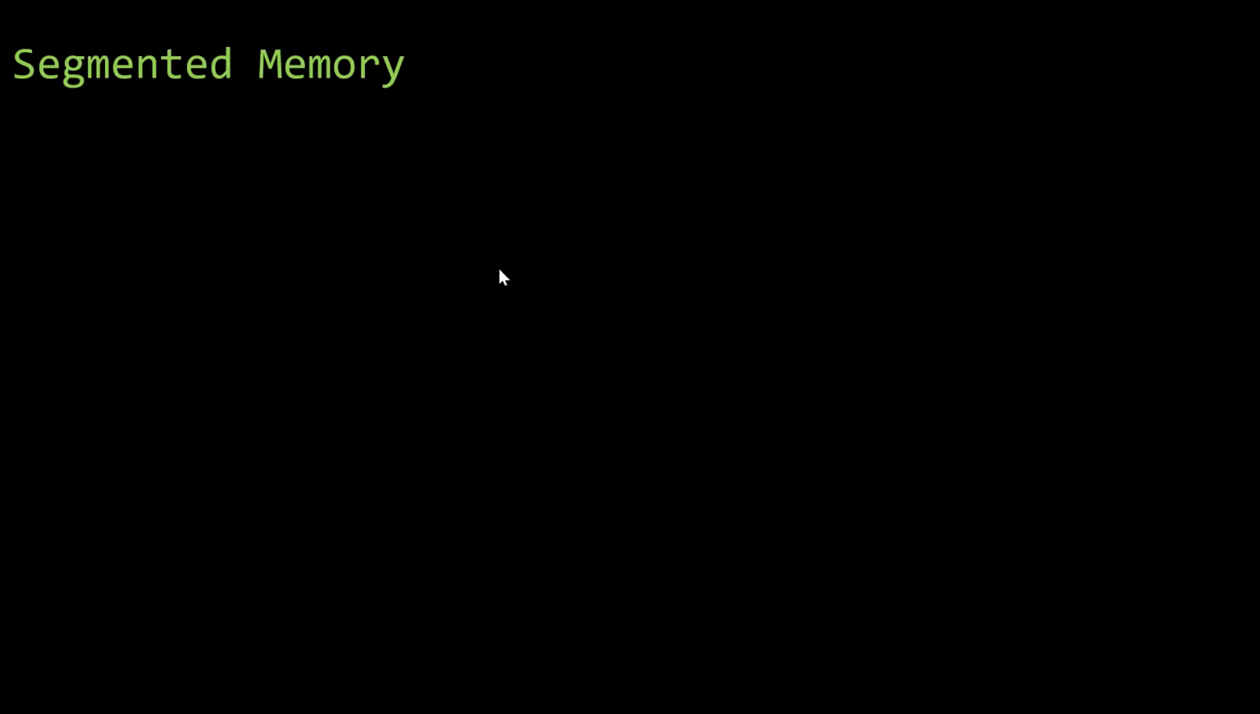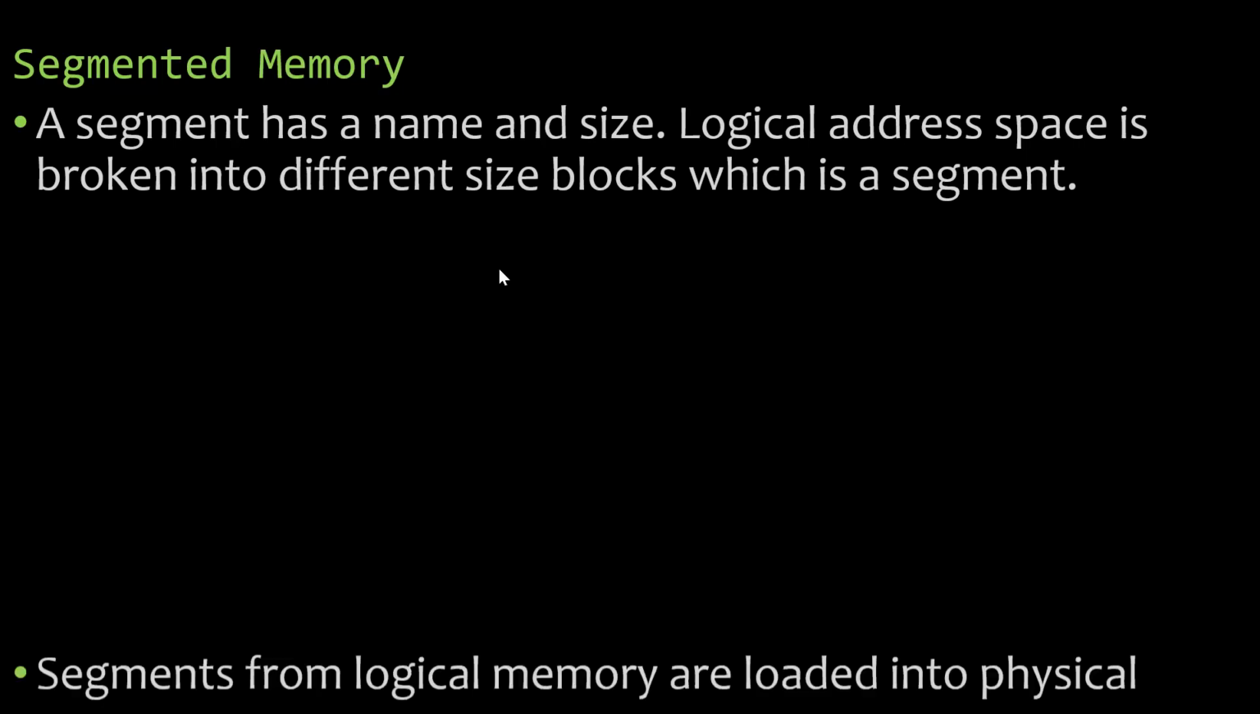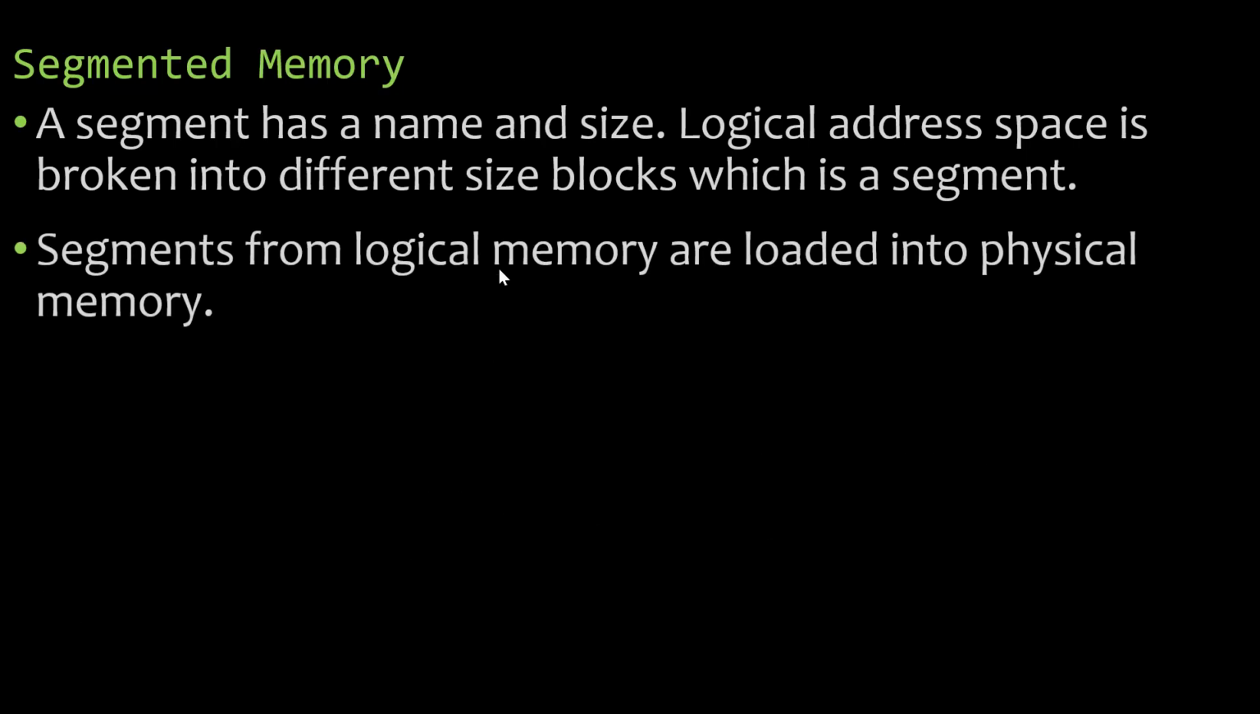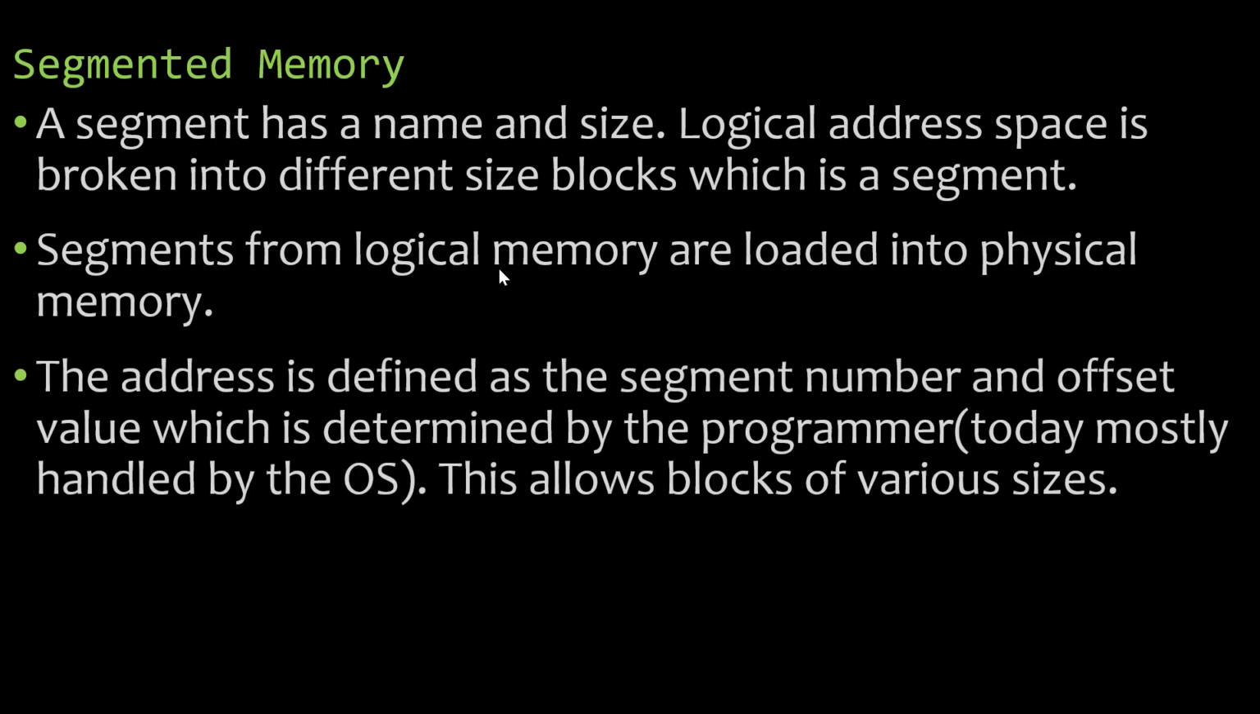Now, segmented memory works a bit differently. A segment has a name and it has a size. And I have an illustration for this as well. Logical address space is broken into different size blocks, and this is why we call it a segment. They are not equal size blocks. The segments from logical memory are loaded into physical memory, and the address is defined as the segment number and the offset value, which is determined by the programmer. Now, I want to be clear, today, most of this offset is handled by the operating system, but it is possible for a programmer to choose the offset.